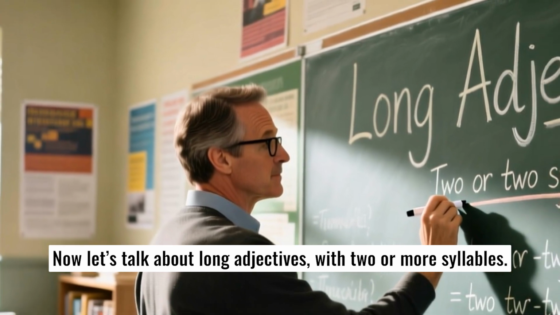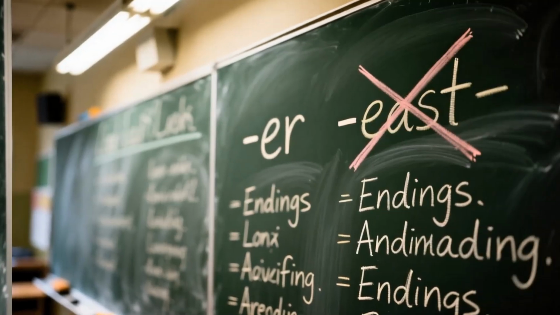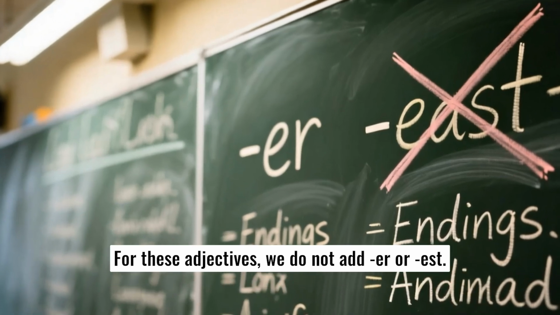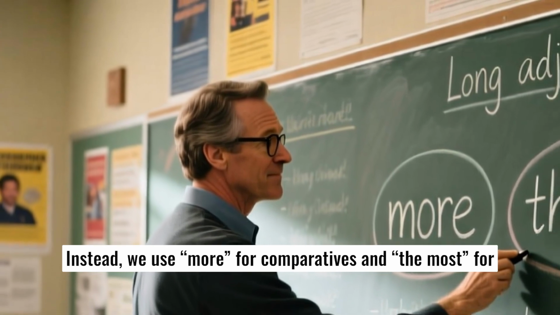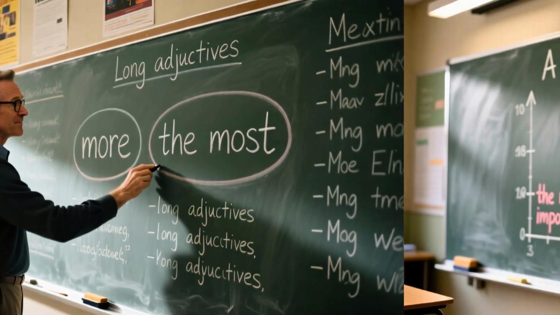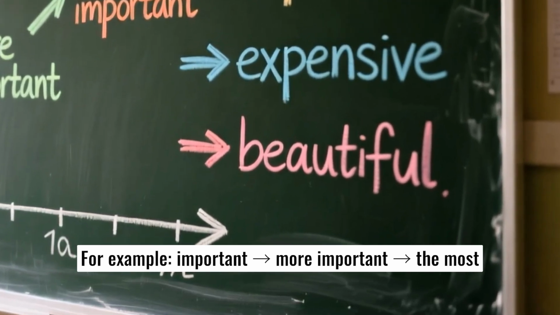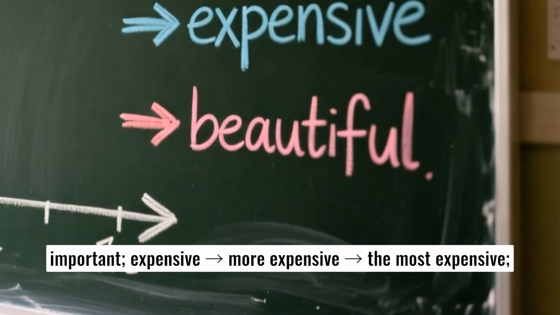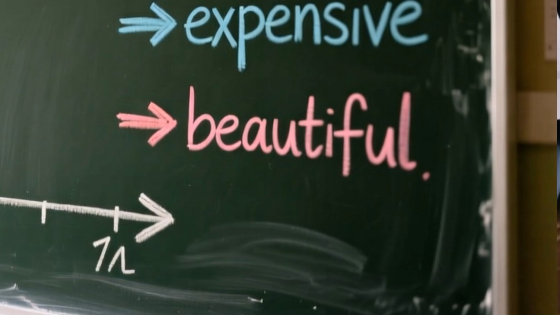Now let's talk about long adjectives with two or more syllables. For these adjectives, we do not add -er or -est. Instead, we use more for comparatives and the most for superlatives. For example, important, more important, the most important; expensive, more expensive, the most expensive; beautiful, more beautiful, the most beautiful.